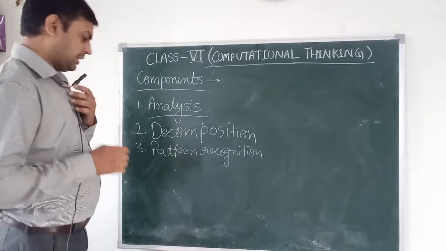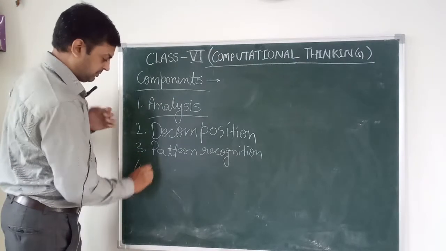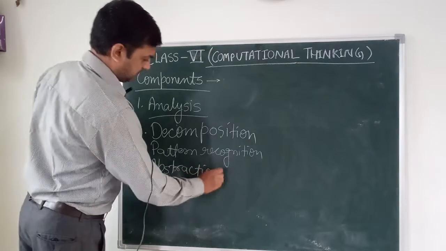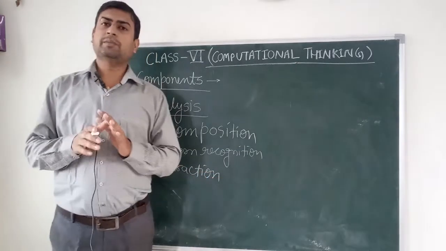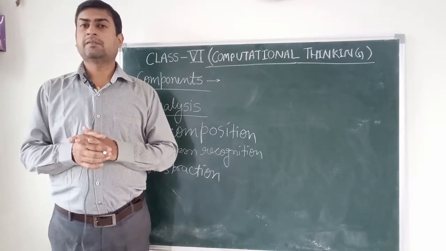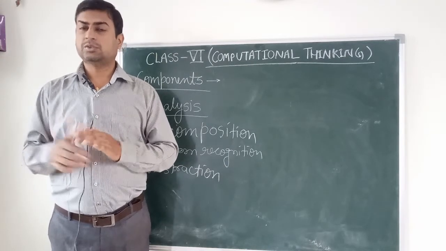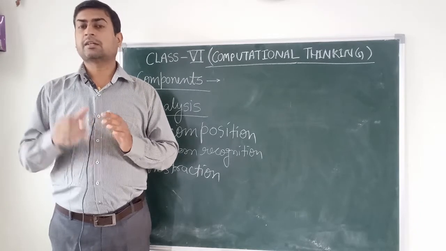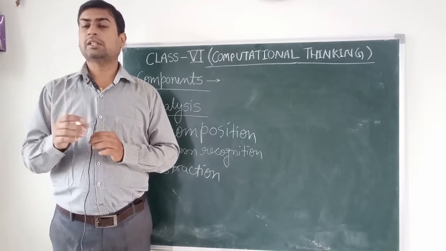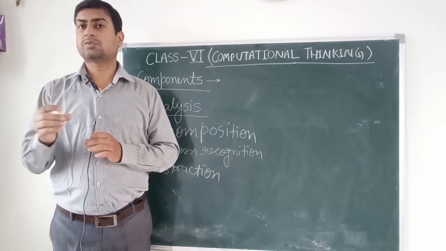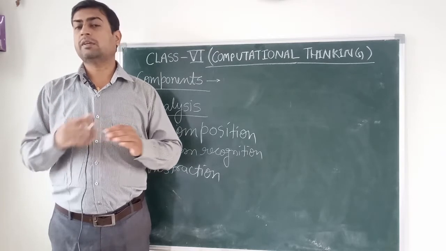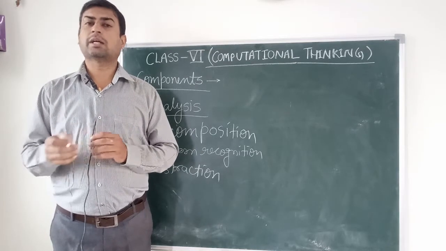Now next is abstraction. What do you mean by abstraction? Basically, abstraction is data hiding. We are hiding the data from the end users. We are not telling the complex things to the users. We are telling only the main parts which are useful for them. We are not going to tell everything. We are not going to give every detail to the end user. So this is called abstraction.